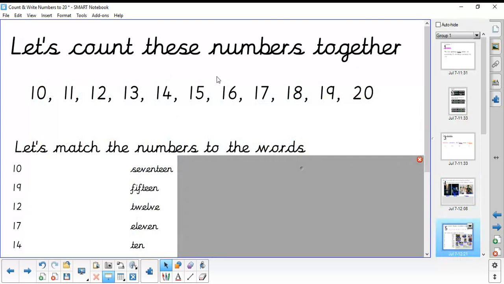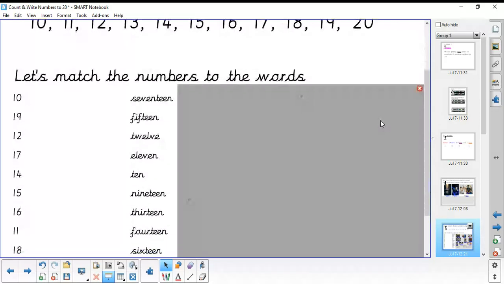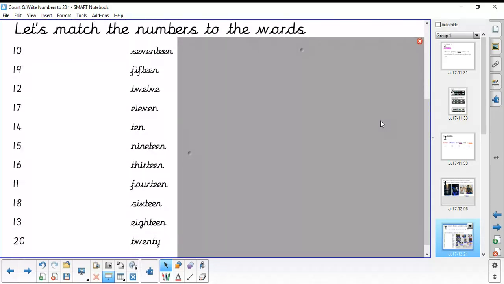Okay, so let's count these numbers together in order. So we're going to start at number 10. 10, 11, 12, 13, 14, 15, 16, 17, 18, 19, and 20. Now let's match the numbers to the words. We'll do the first one together, and then I want you to pause the video and have a go at doing this yourself. Starting with 10.